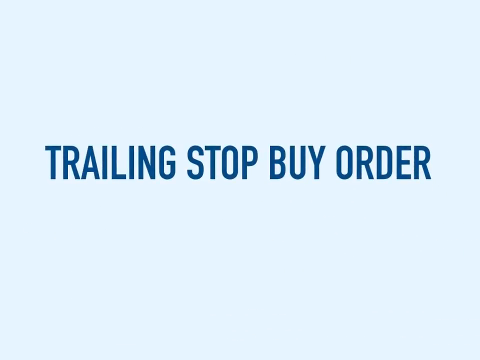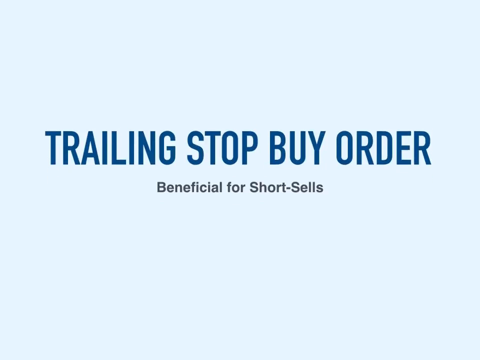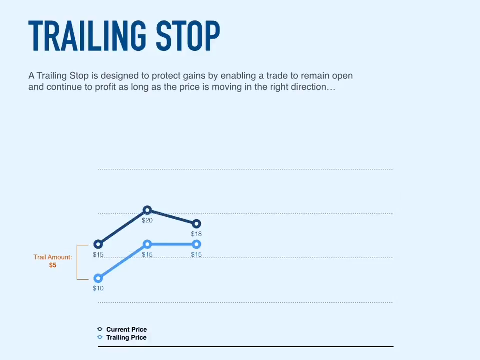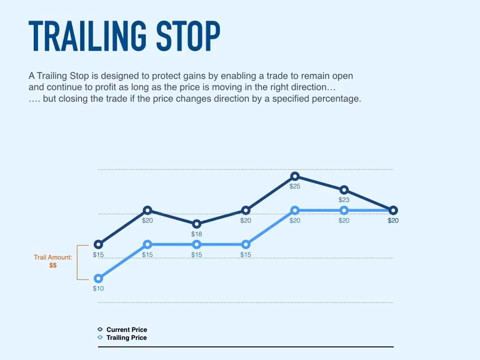There is such an order type as a trailing stop buy order. This type of order is beneficial for clients who do short sells, but this will be discussed in detail in the short sell tutorial. A trailing stop is designed to protect gains by enabling a trade to remain open and continue to profit as long as the price is moving in the right direction, but closing the trade if the price changes direction by a specified percentage. Just like a stop order, a trailing stop order guarantees execution, but there is no guarantee of the execution price.